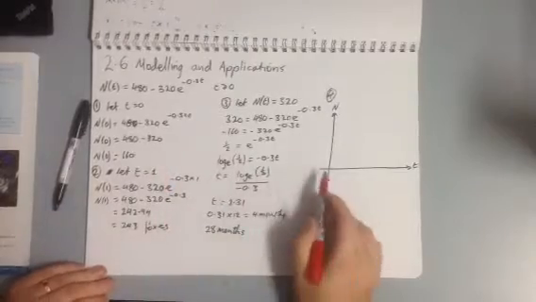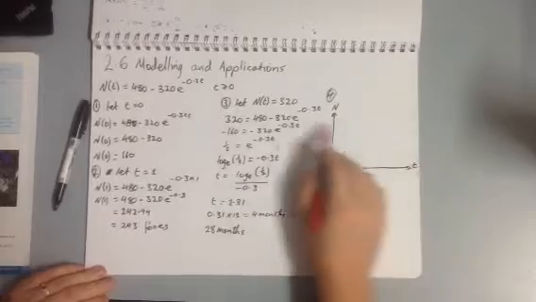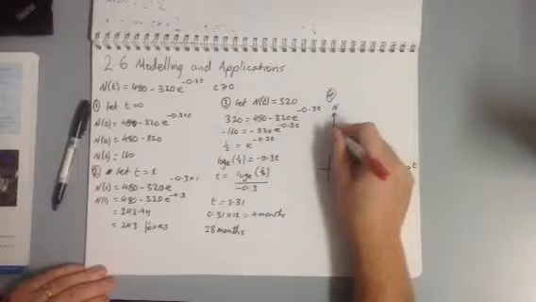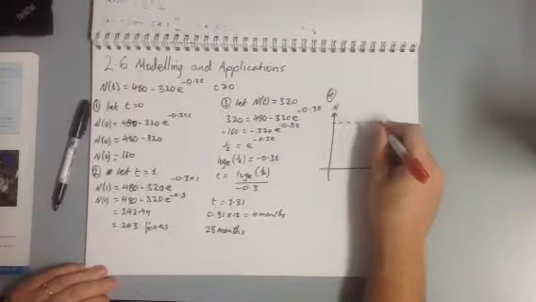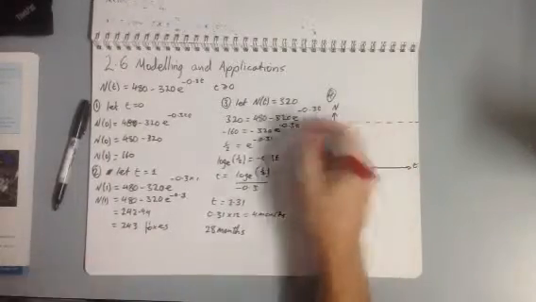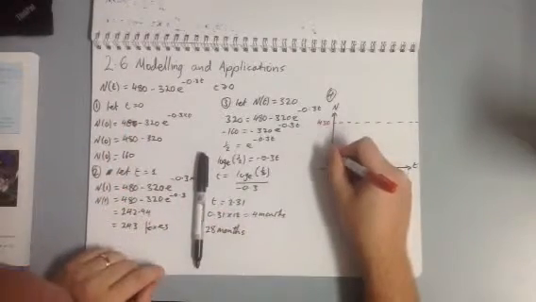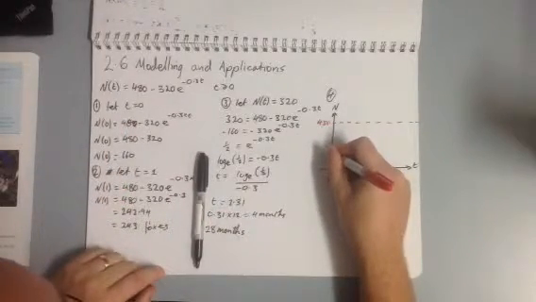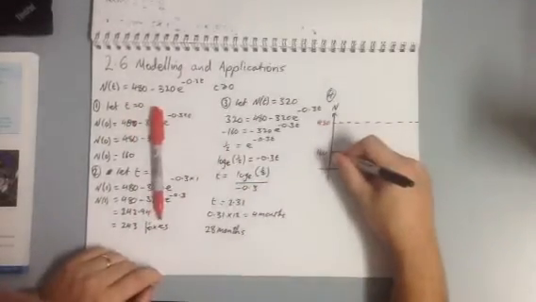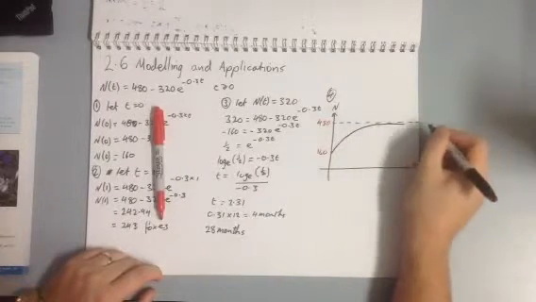We know t starts at 0. We also know our shape is going to be this way, which means we'll have an asymptote. It usually would be down here, but it's going to be moved up by 480. So that's 480 there. And we know initially we had 160, so that might be there, 160. Something like that.